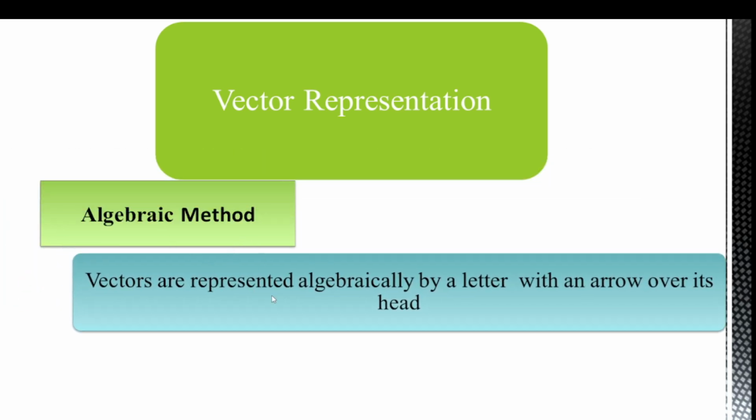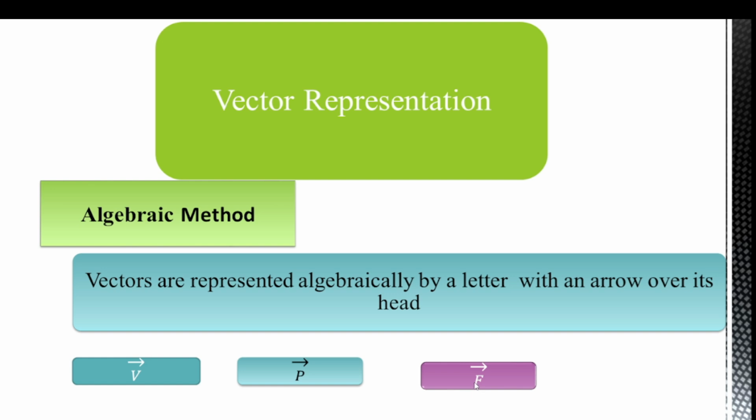Vectors are represented algebraically by a letter with an arrow over its head. For instance, look, this is letter V, and then this is an arrow over the head of V. So this stands for a vector known as velocity. Another example is the letter P with the arrow over the head, and this vector is known as momentum.